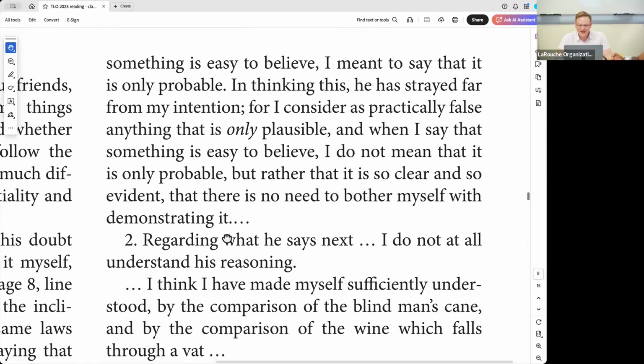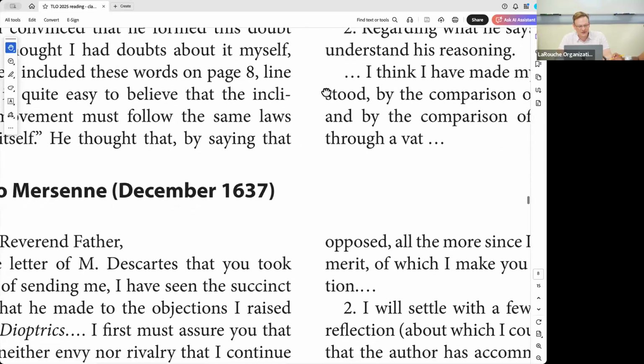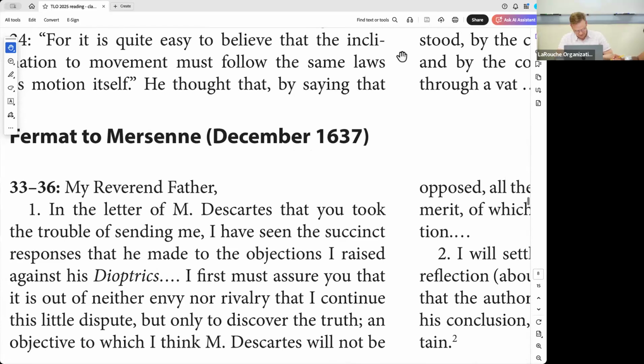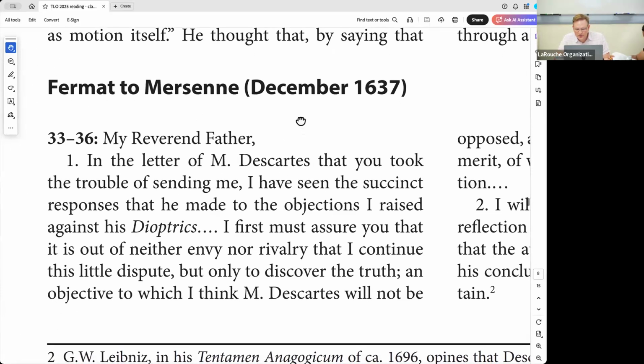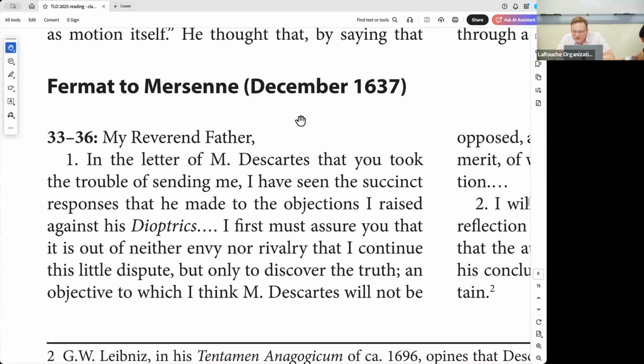Okay. Let's continue. Let's get 2 more letters by Fermat, actually. So go with an online reader. Margaret Chaldone's hand is up. Would you like to read, Margaret?